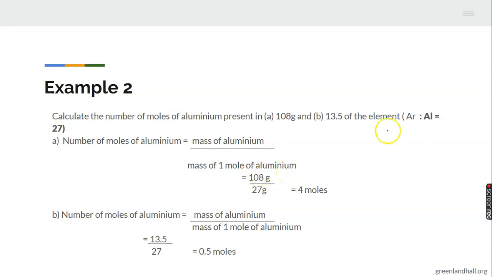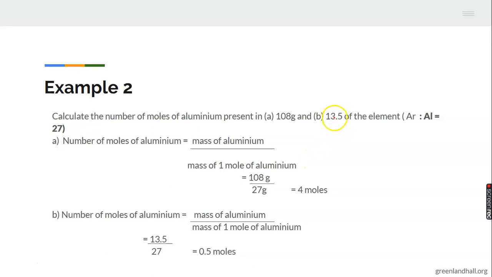Mass of 1 mole of aluminium is given to be 27. So when you have to calculate the number of mole, you use mass over mass of 1 mole. Mass is being given here, which is 108 grams, divided by 27 grams, will give you 4 moles.